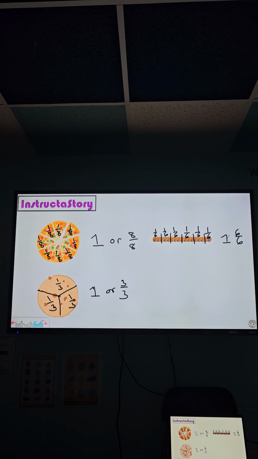I had 6 equal pieces, and my numerator needs to be 6 because I need 6 unit fractions to build that one whole. So we could say one whole, or 6/6. Now let's just take this one step further.